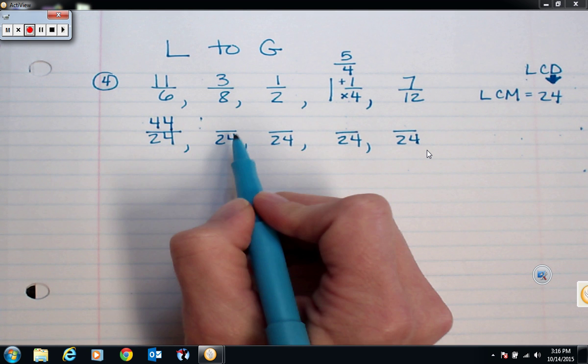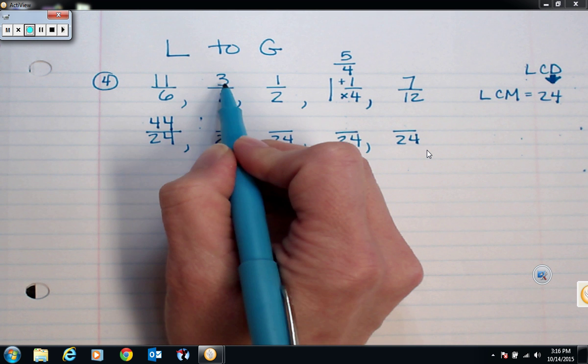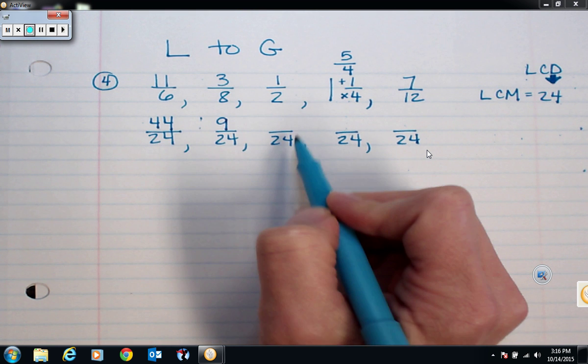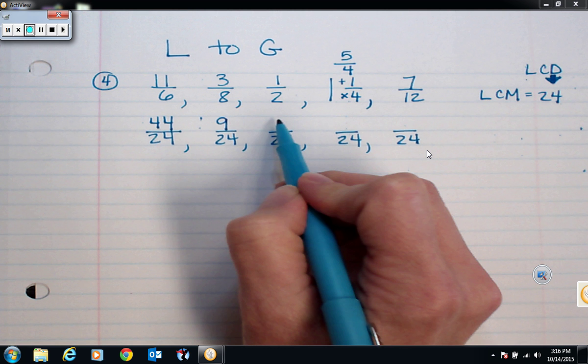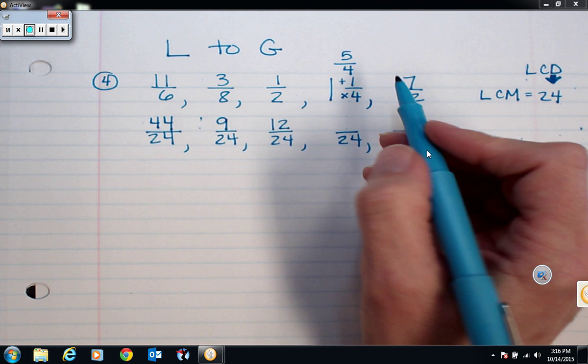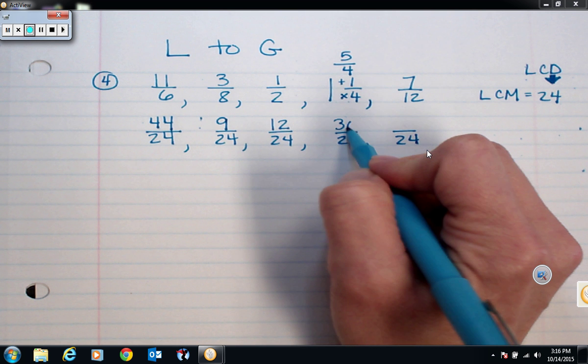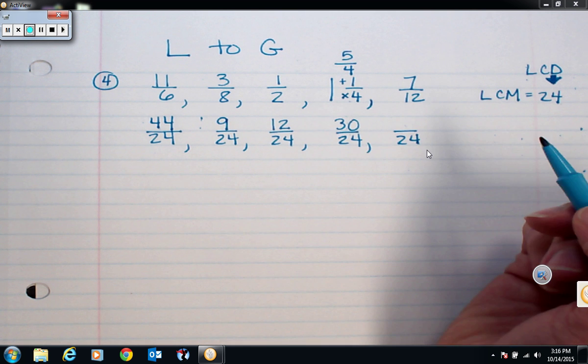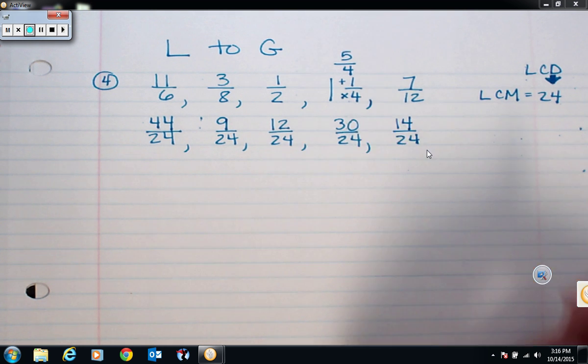8 goes into 24 3 times, so 3 times 3 is 9. 2 goes into 24 12 times, so 1 times 12 is 12. 4 goes into 24 6 times, so 5 times 6 is 30. 12 goes into 24 2 times, 7 times 2 is 14.